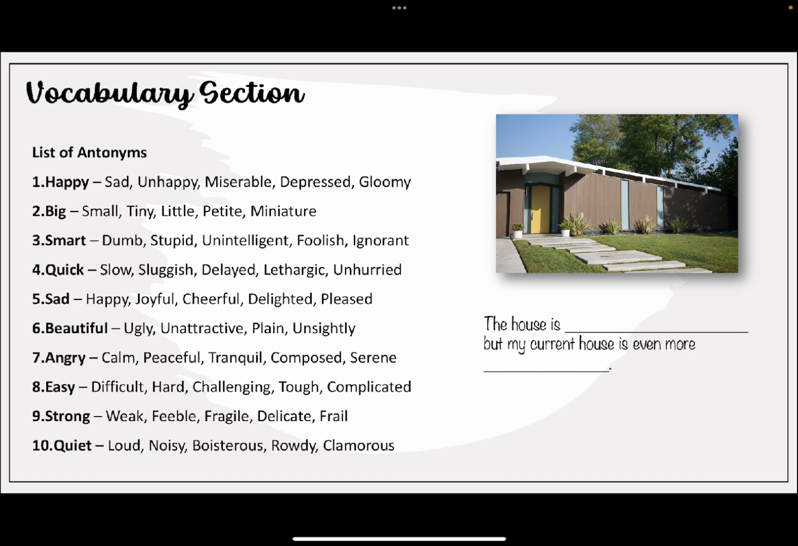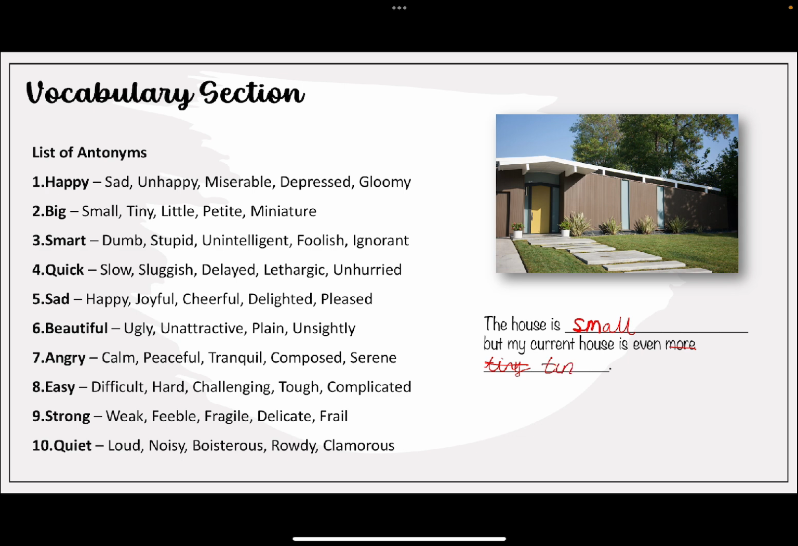Now I'm going to have a look at another sentence, focusing on using the correct synonyms in the correct way. The house is blank, but my current house is even more blank. So I might say here, the house is small, but my current house is even more, I could say small again, but then I'm repeating myself, so I'm going to use a synonym. But my current house is even more tiny. The house is small, but my current house is even more tiny. Or is even tinier, you could say instead.